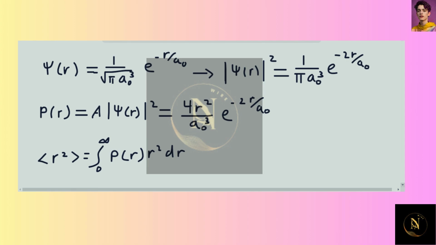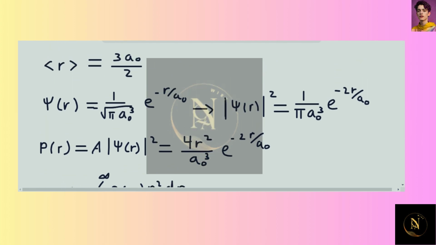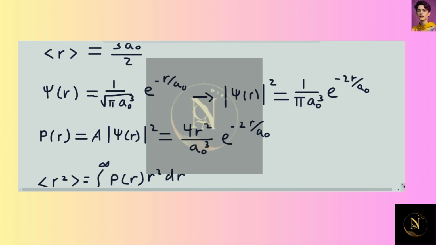So this r squared value is equal to the integral from 0 to infinity of the probability density times r squared dr. So the question is, well, what's the probability density? And we can use this to find the uncertainty in the radial position of the ground state of the electron, because we already have the average r value. Now we just need the root mean squared value.